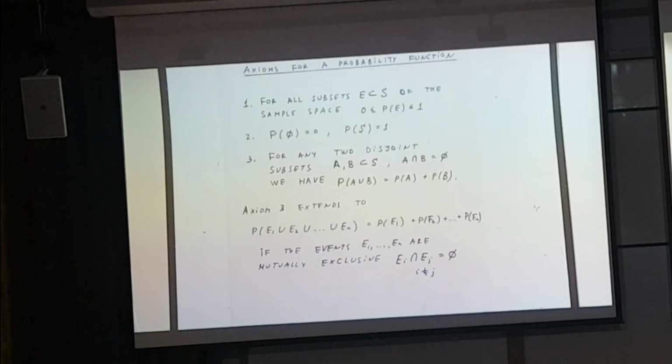So these axioms were formulated in the 1930s, so last century. Before that, for many, many years, people tried to develop probability theory because they were mainly interested in gambling. But there was no clear thinking of how to assign probabilities. There are various rules in the game, and some of them were not consistent.